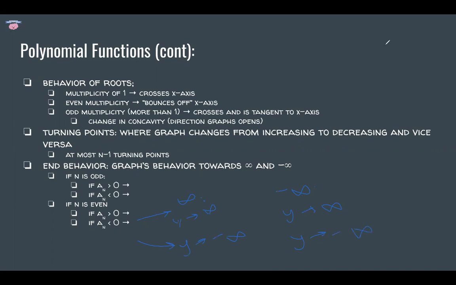So if you look at a cubic, you see that this is when the leading coefficient is greater than 0. It goes towards infinity and then negative infinity. If it was less than 0, then it would look like this: towards negative infinity, and then towards infinity. You can do the same thing for a quadratic and see how the end behavior correlates.